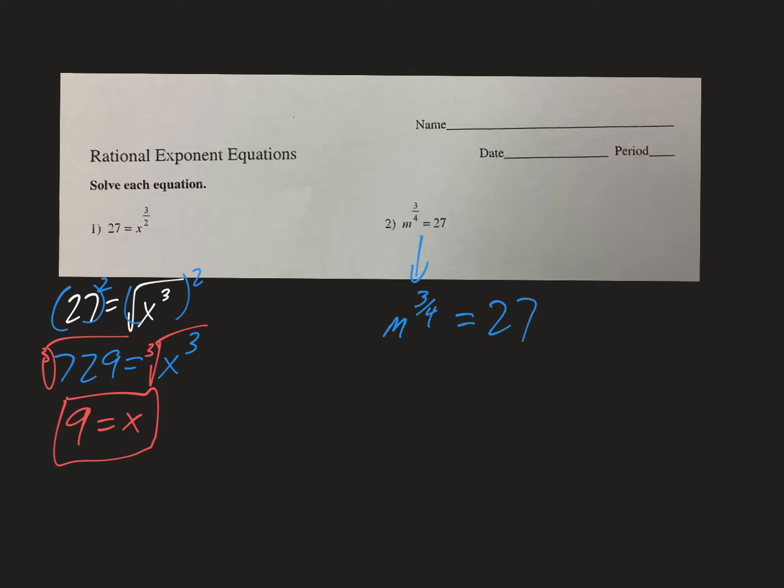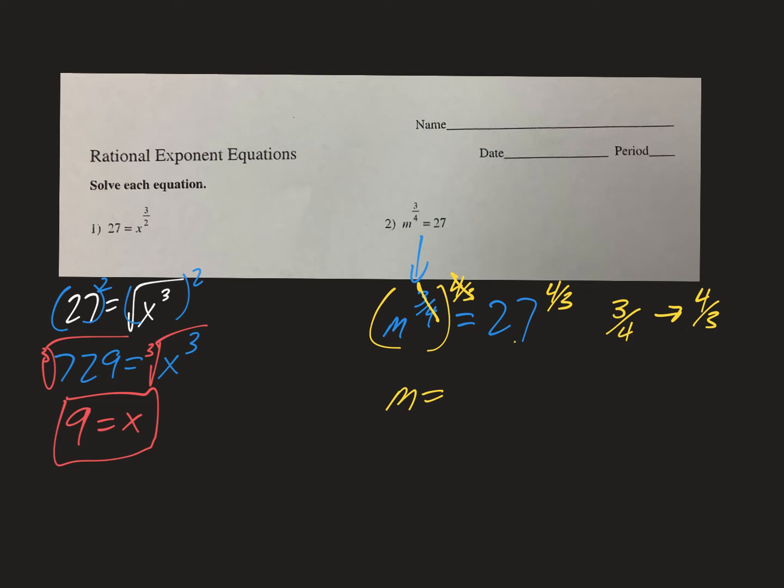So look at problem 2 now. If you take the exponent and you put the opposite exponent, so flip it over, 4 over 3, right? So 3 over 4 becomes 4 over 3, okay? And we're going to put 4 over 3 on here as well. Well, these two exponents cancel each other out perfectly. So I get that m is equal to 27 to the 4 over 3 power.